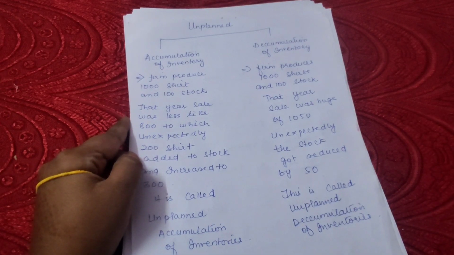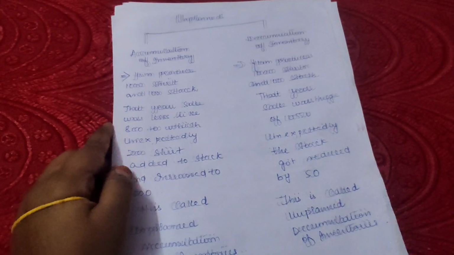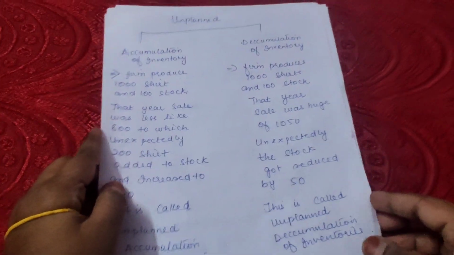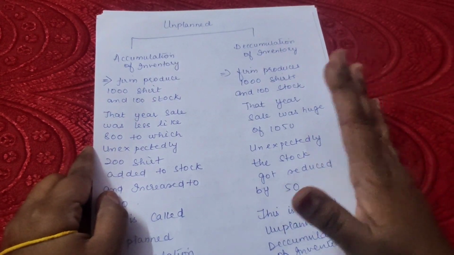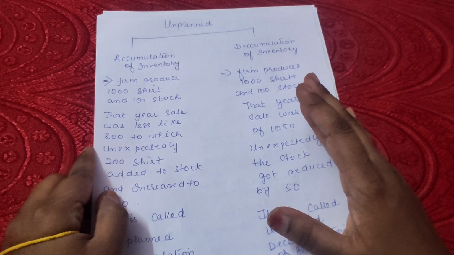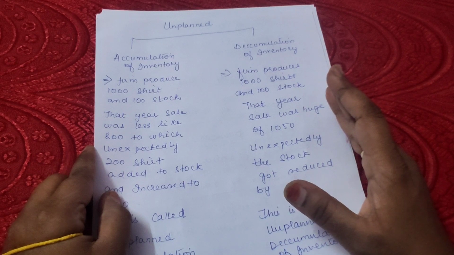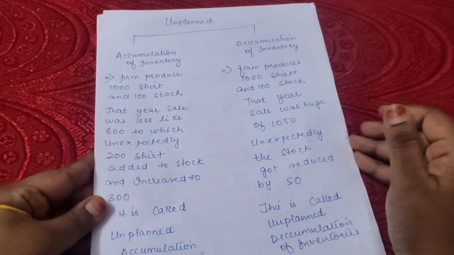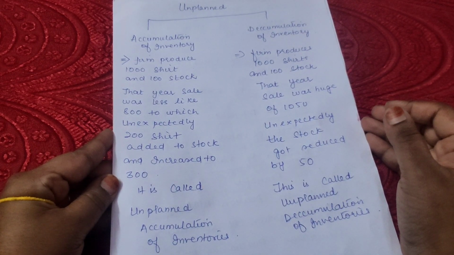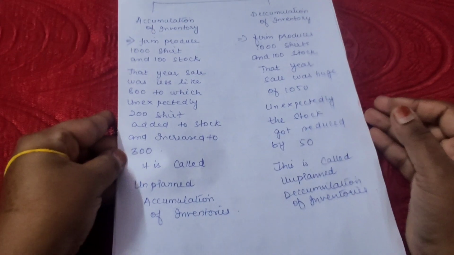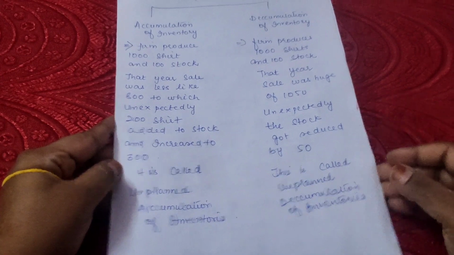Now we'll understand what is unplanned accumulation and decumulation. Unplanned accumulation and decumulation: unexpectedly, when you add to the stock, it is called unplanned accumulation of stock, and unexpectedly when you reduce the stock, it is called decumulation of stock. A firm produced 1000 shirts and had 100 in stock that year. Sales were less, like 800, so unexpectedly 200 shirts were added to stock, increasing it to 300. It is called unplanned accumulation of inventory.